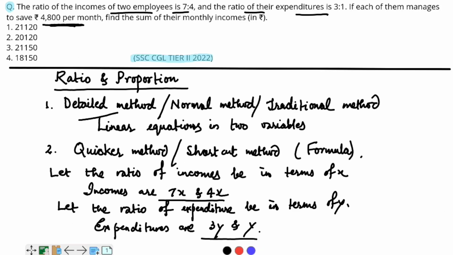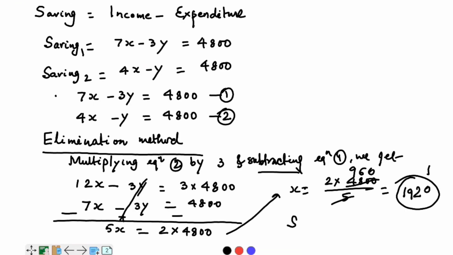What do we have to find out? The sum of their monthly incomes. Their monthly incomes are 7x and 4x, so the sum is 7x plus 4x, which is 11x. The total will be 11 multiplied by 1920.